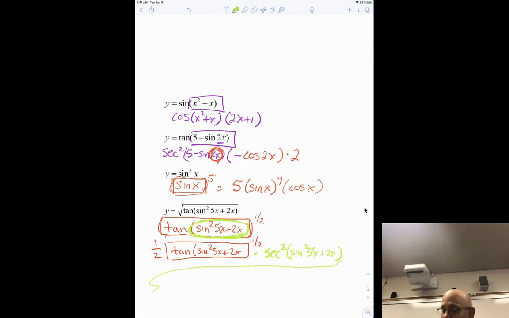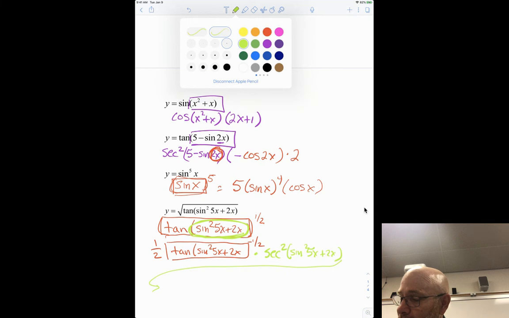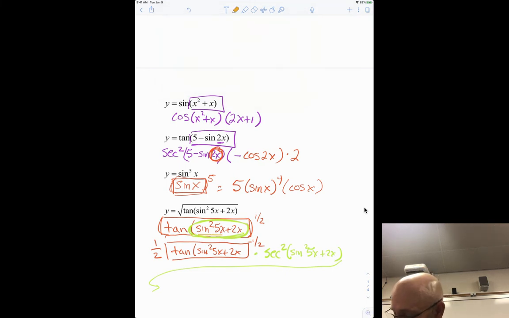I'm going to run out of space here, so I'm just going to go down to the bottom. Now I have to take the derivative of what's inside that box, or I'm sorry, inside the ellipse, which is sine squared 5x plus 2x. Those are two different terms. So I have this sine squared again. We'll go back to the box. It's like sine of 5x, squared, just like we did on that last example.